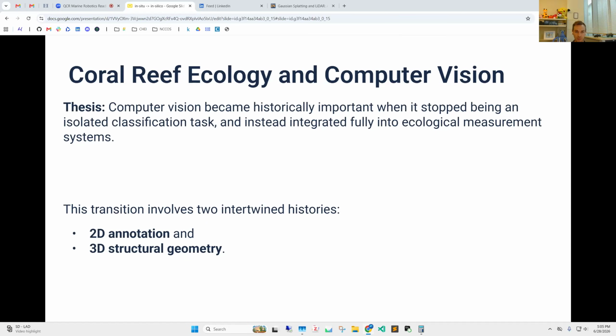And we're actually going to track this evolution through 2 parallel stories. The first is the shift in 2D annotation, and then also the recovery of 3D structure and geometry.